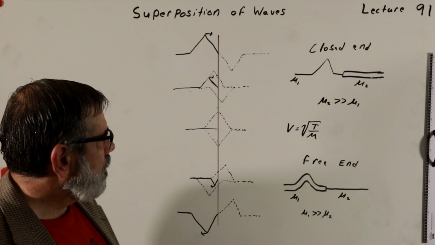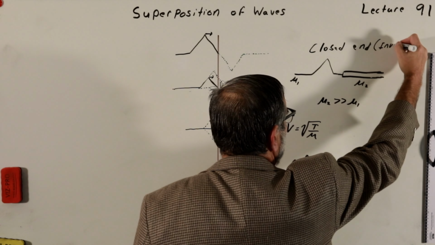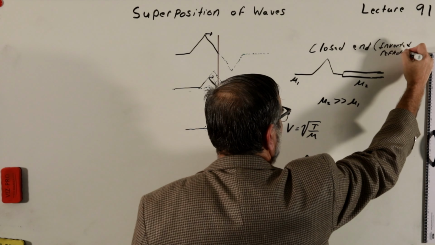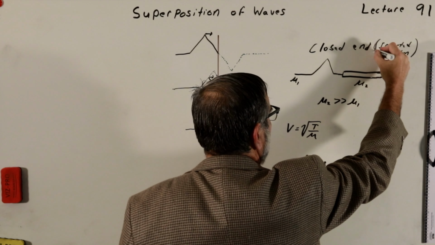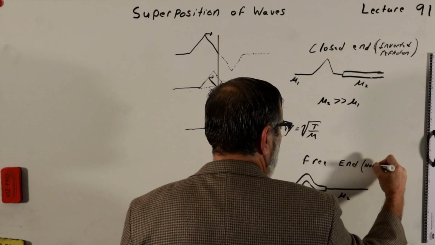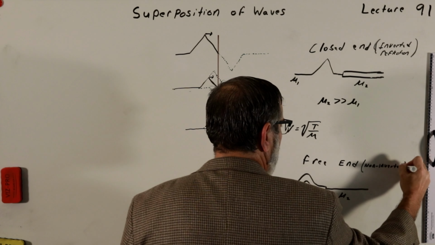Okay? All right. So with a closed end, you get an inverted reflection. With a free end, what's called non-inverted, okay?